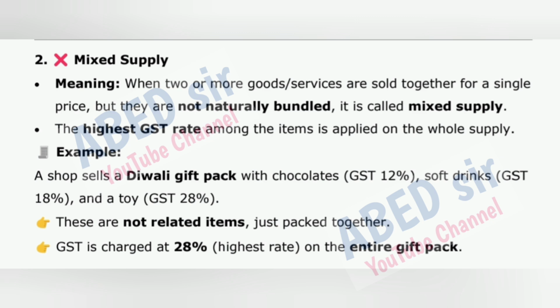2. Mixed supply. Meaning, when two or more goods or services are sold together for a single price, but they are not naturally bundled, it is called mixed supply. The highest GST rate among the items is applied on the whole supply. Example. A shop sells a Diwali gift pack with chocolate, GST 12%, soft drinks, GST 18%, and a toy, GST 28%. These are not related items, just packed together. GST is charged at 28%, the highest rate, on the entire gift pack.